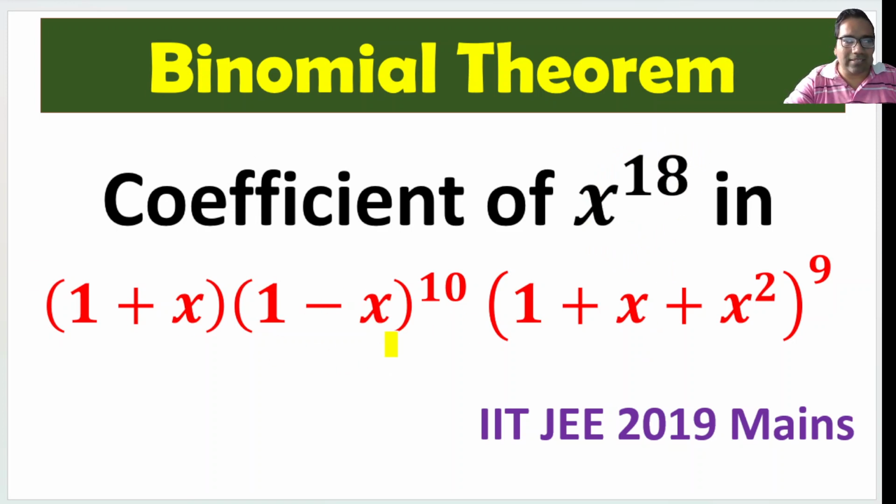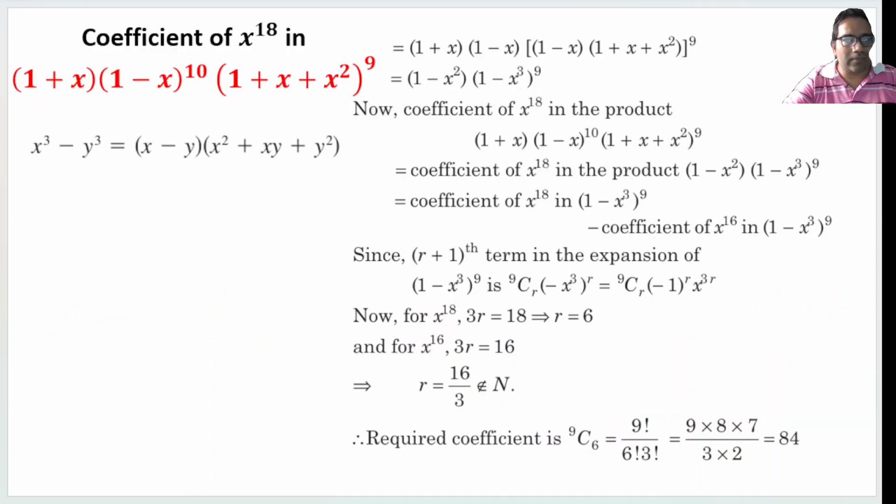This (1 − x)^10, let us split into (1 − x) into (1 − x)^9. And that (1 − x)^9, let us combine with this second term, and send that (1 − x)^9 inside. Then this entire expression will become (1 + x)(1 − x) and [(1 − x)(1 + x^2)]^9.